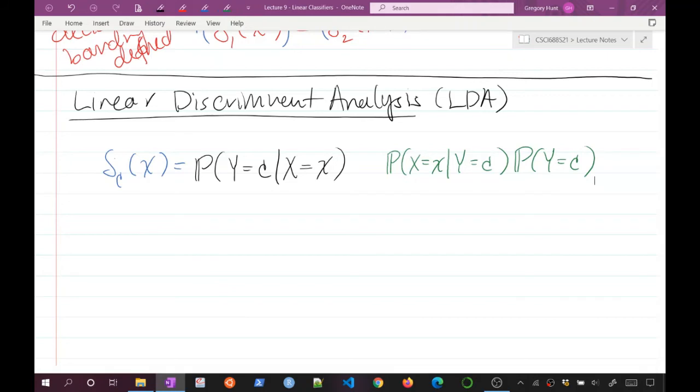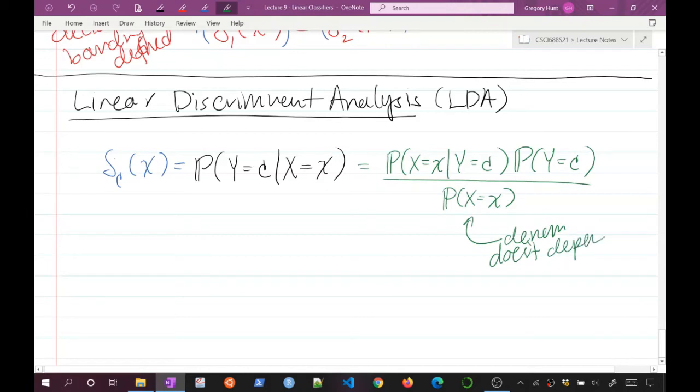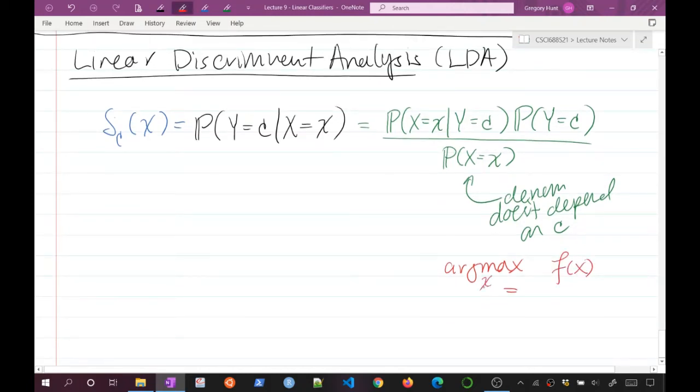Let me write it in and make the argument. Technically, our Bayes rule would say we have to divide through by the probability x is equal to our observed x. This denominator doesn't depend on c, and so maximizing the whole thing is the same thing as maximizing just the numerator. If I were to maximize generically some f of x, that's the same thing as arg max of any constant times f of x, right? The constant will change the maximum value, but it won't change the x at which that maximum is attained. So we can always ignore constants, anything that doesn't depend on x.